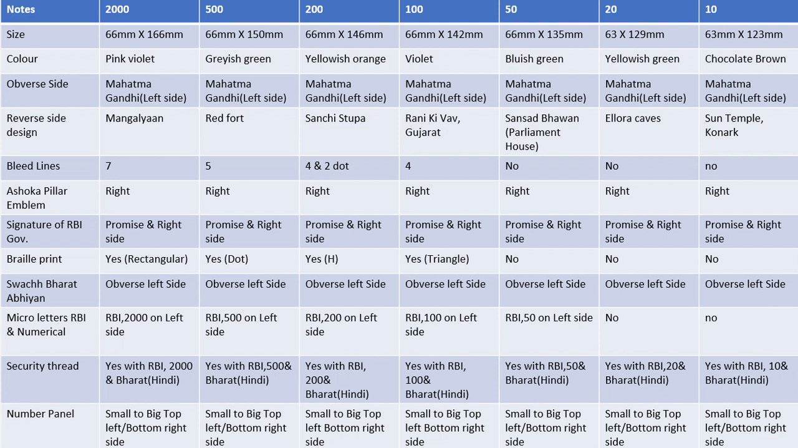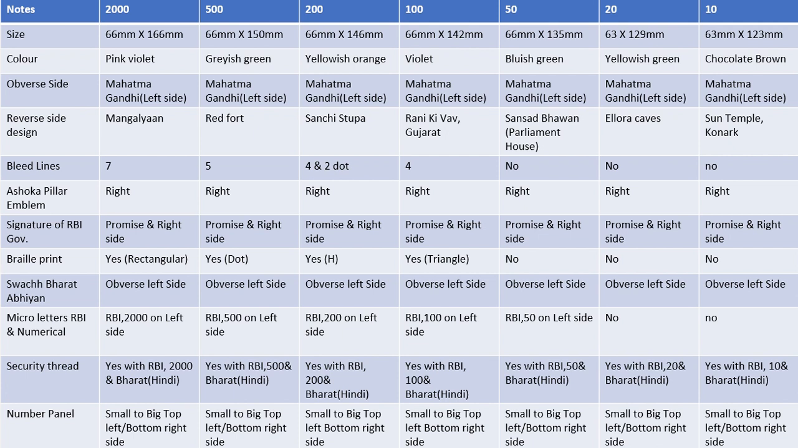Now the various properties of currency notes. The size of the 2000 note is 66 by 166 millimeter, 500 is 66 by 150, 200 is 66 by 146, 100 is 66 by 142, 50 is 66 by 135, 20 is 63 by 129, and 10 is 63 by 123 millimeter. The colors are pink violet for 2000, greyish green for 500, yellowish orange for 200, violet for 100, bluish green for 50, yellowish green for 20, and chocolate brown for 10.